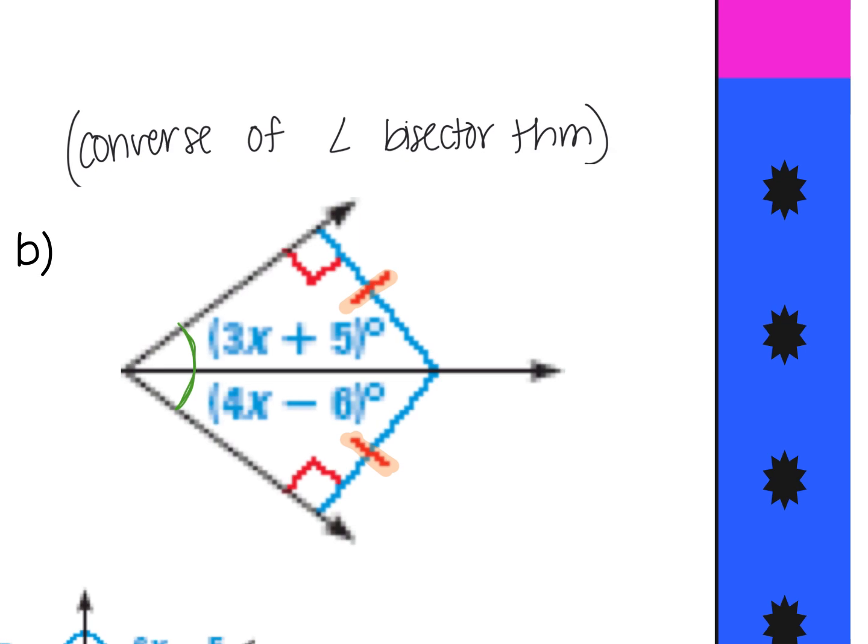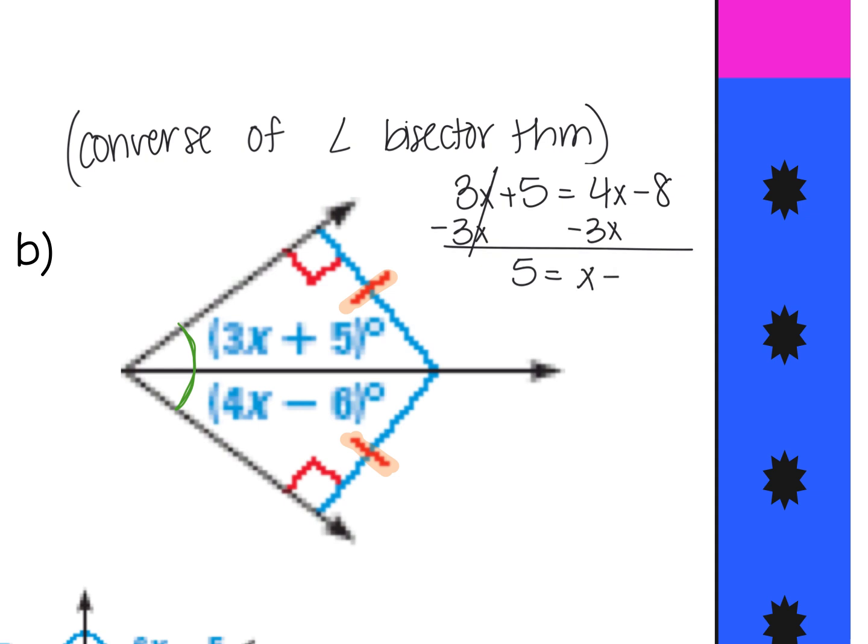Good, I'm just going to go ahead and set them equal to each other. So I have 3x plus 5 equals 4x minus 8, and I'm solving for x because that's what they're asking for. 5 equals x minus, is it 8 or 6? I think it's 6 as well. Let me change this. So this should be 6. Okay, add 6 to both sides. X is going to equal 11. Good.